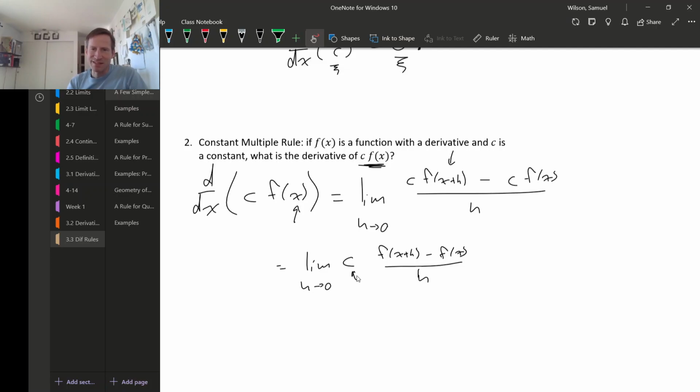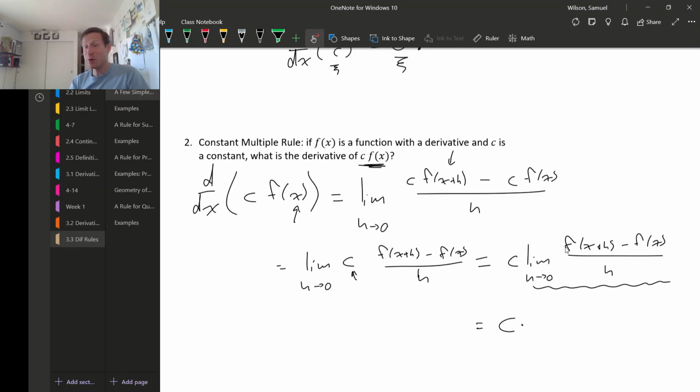But this c is a constant multiple. This c is not a function of h. And so the constant multiple rule for limits says that we can just move that c outside of the limit. So now we have c times the limit as h goes to 0 of f of x plus h minus f of x over h. Okay, so this is c times, what is this limit? Well, we don't have a formula for what this limit is, but we do have a name for it. This is just the derivative of f at x. Or I guess I said I was using Leibniz notation, so df dx.